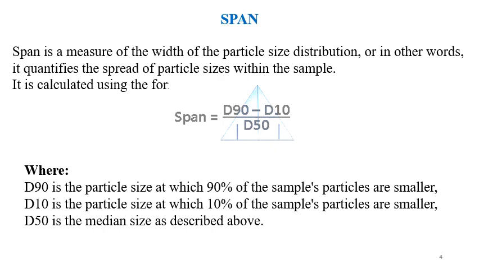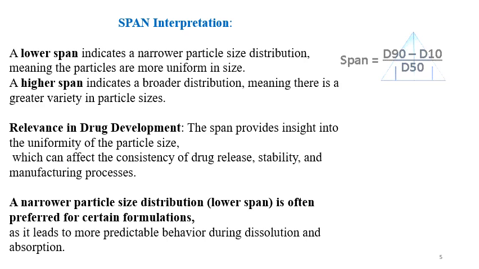Span is calculated by the formula (D90 minus D10) divided by D50. In this formula, D90 is the particle size at which 90% of the sample's particles are smaller. D10 is the particle size at which 10% of the sample's particles are smaller. And D50 is the median particle size, as we have seen in the present video. How to interpret span?